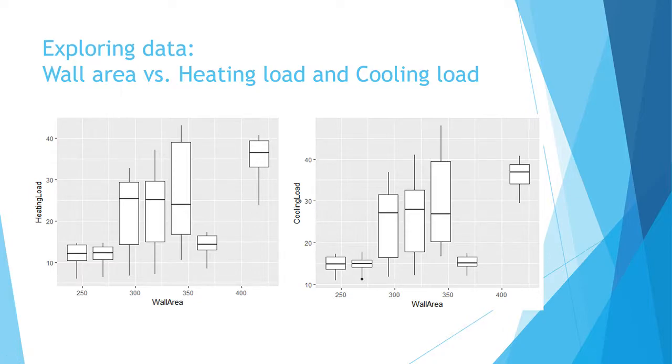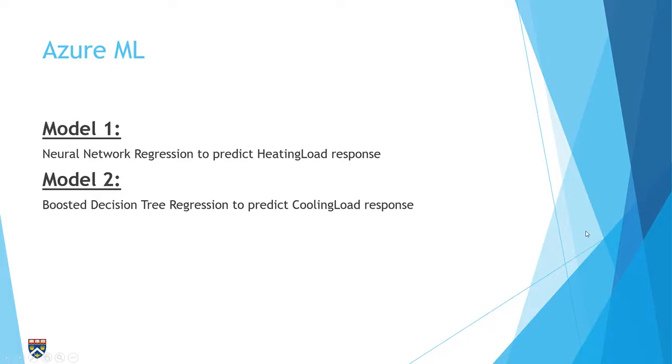In terms of the wall area compared to heating load and cooling load, the data doesn't tell me that the thicker the wall, the better the heating load and cooling load. I don't see that. As you can see, it is inconsistent in terms of what the data tells me. So now I'm going to use the Azure Machine Learning tool, and I'm going to predict the response of heating load and cooling load using neural network regression and boosted decision tree.